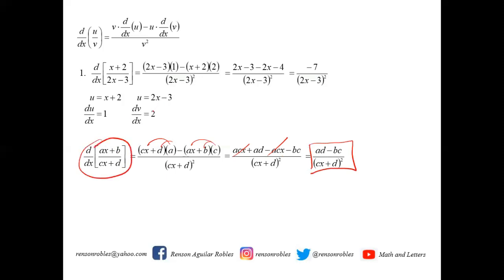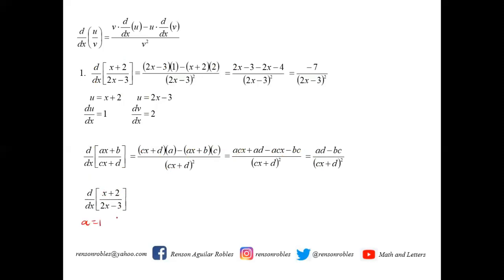So let's try to work on this problem again to see if we will get the same answer by applying this special formula. I shall rewrite x plus 2 all over 2x minus 3. So here, a is equal to 1, that's the coefficient of x on the numerator. Then b is equal to 2, and c is equal to 2, that's the coefficient of x on the denominator. And d is equal to negative 3.